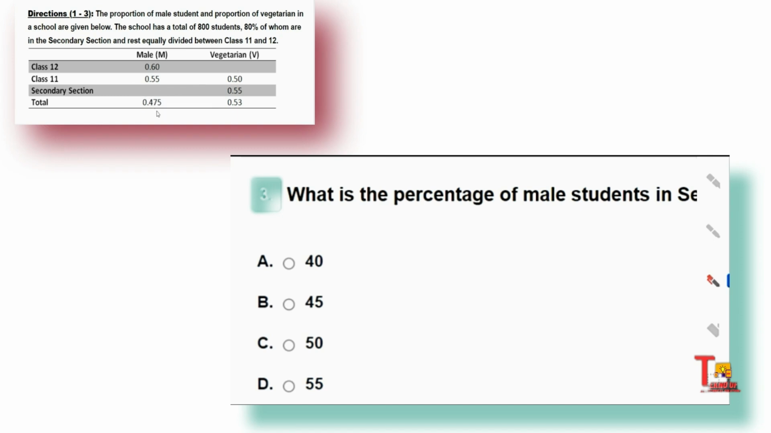That is, we'll at first calculate 47.5% of total, then 55% of total class 11, and 60% of class 12. Then we'll subtract from the total of both, then we'll get the secondary section's male students. Okay, so let's go to the solution. This is similar to the first question, but still I'll solve it for your convenience.